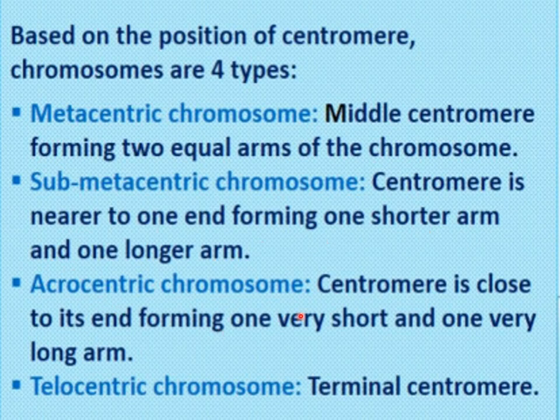Acrocentric chromosome, where the centromere is close to its end and is forming one very short arm and one very long arm. Telocentric chromosome has terminal centromere, means centromere is present at the terminal position.